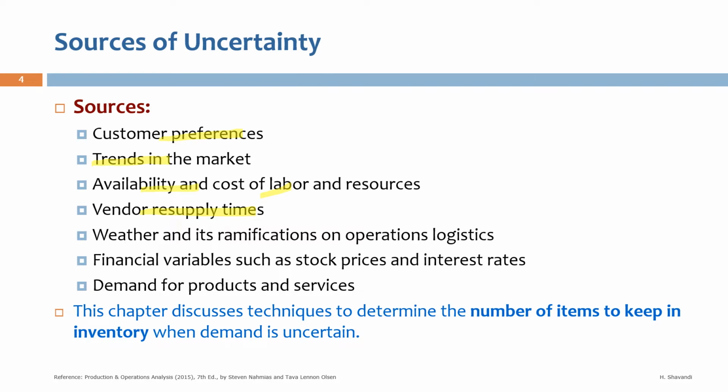Or weather and its ramifications. I mean, one parameter that can affect the resupply times, the delivery times from the suppliers, is the weather condition, right? And also changes in financial variables like stock prices and interest rates can affect our supply as well, and demand for products and services again can change over time. So because of all these reasons, we know that we will have uncertainty in demand in the real world in most cases.